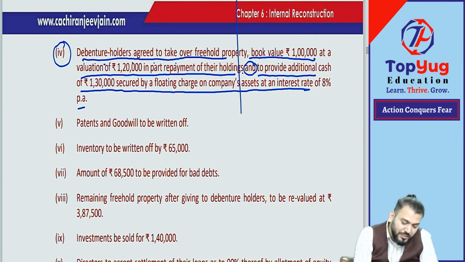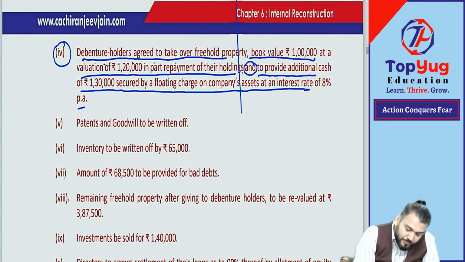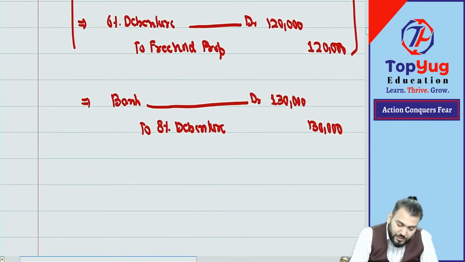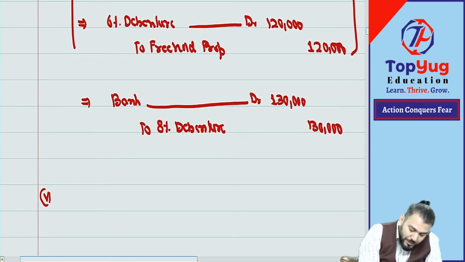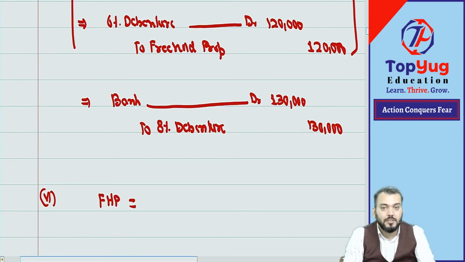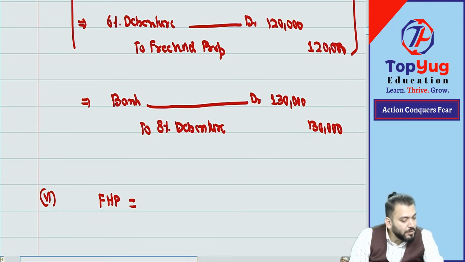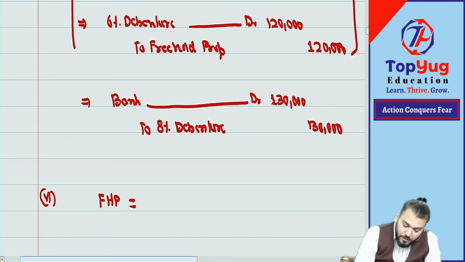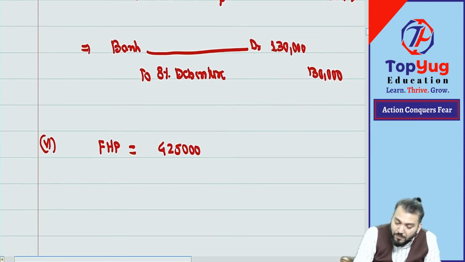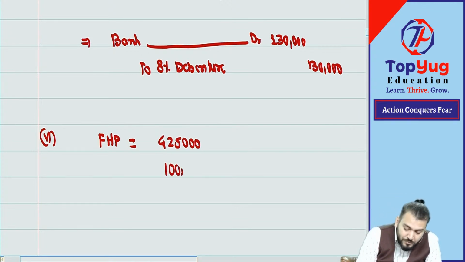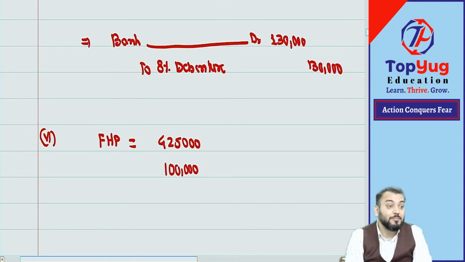Means once again they have given one point for freehold property. So let me do this first. Can I do this first? Point number 6. Tell me, what is the total freehold property given? 4,25,000. Out of these, how much taken over by debenture holders? 1 lakh. What is the book value?